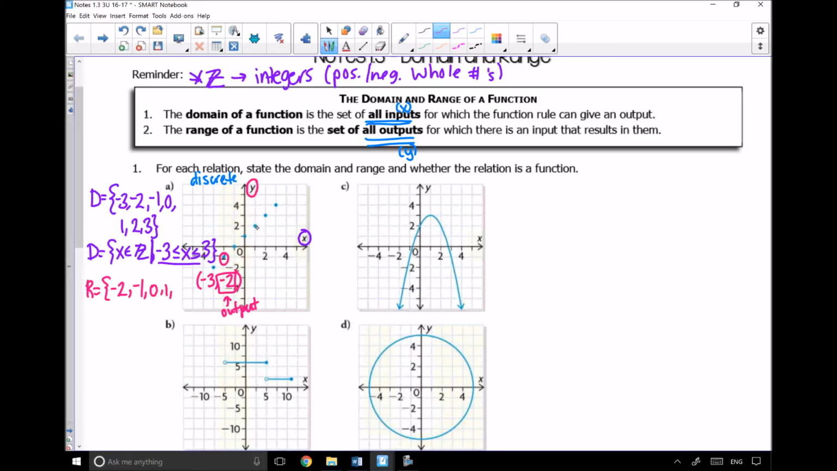Here the y value is at 2, and I would just keep going. So this is at 3, and then this one is at 4. So again, because it's discrete, it's just a finite number of points, I can list out my range.